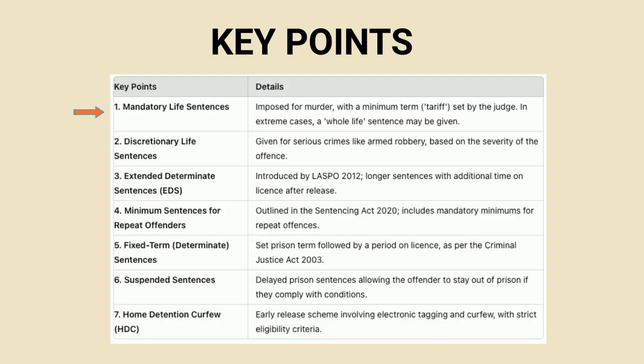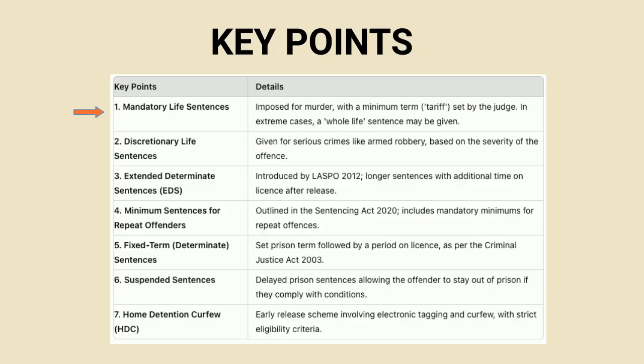Number 1. Mandatory life sentences. These are imposed for murder. The judge sets a minimum term, or tariff, that the offender must serve. In the most extreme cases, a whole life sentence may be given, meaning the offender will never be released.